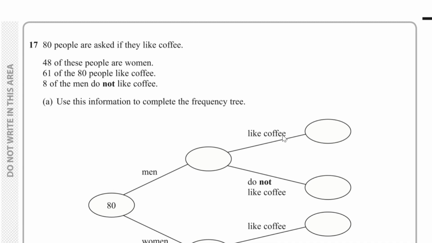Question number 17. 80 people are asked if they like coffee. 48 of these people are women. 61 of the 80 people like coffee. 8 of the men do not like coffee. For part A, we have to use this information to complete the frequency tree.